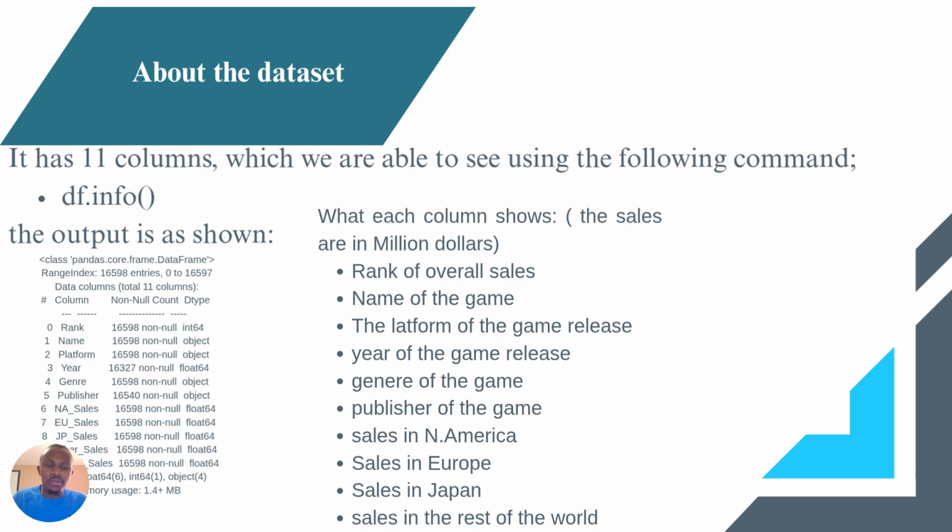The 11 columns include the rank of overall sales, the names of games, the platforms for the game release, the year of the game release, the genre of the game, the publisher of the game, the sales in North America, Europe, Japan, and the rest of the world. We also have the global sales that will be very useful in our analysis.